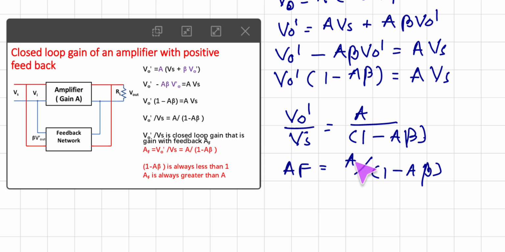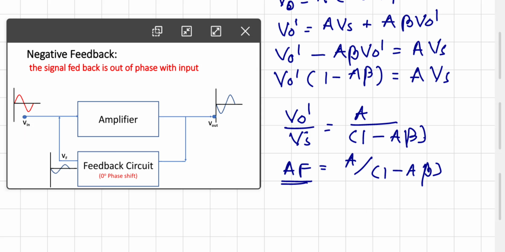Here A is the gain without feedback. Now what is the relation? The term 1 minus A beta will always be less than 1, and therefore AF is greater than A. So the gain with feedback, in the case of this positive feedback, is always greater than A, which you should note.